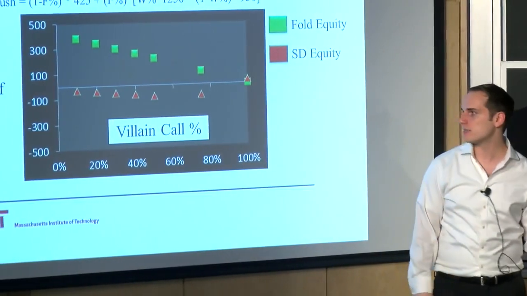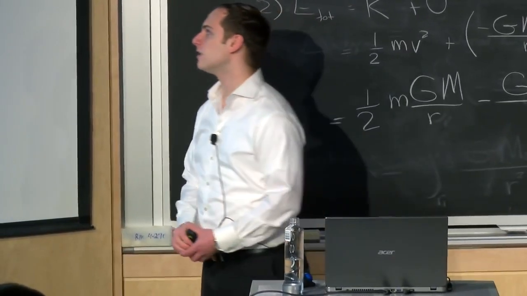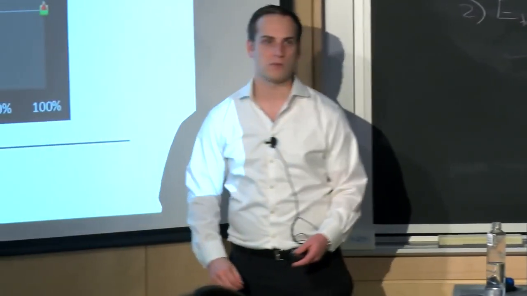Okay, so let's break it down into components. To explain intuitively what drives this graph, your equity there is split into two parts because it's a semi-bluff.